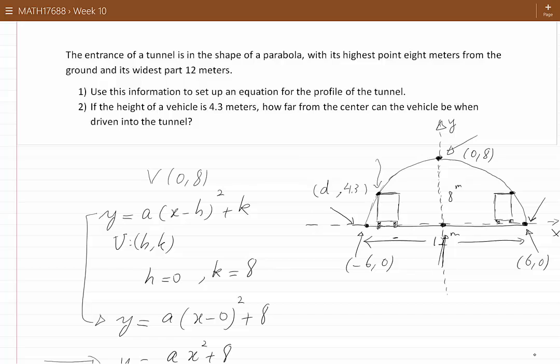D is the x-coordinate of these points. I call them A and B. The negative value of D corresponds to point A. Therefore, this is 4.08 meters. And the positive value corresponds to point B. 4.08 meters. As we can see, both the positive and negative roots can be interpreted in a meaningful way in this example.